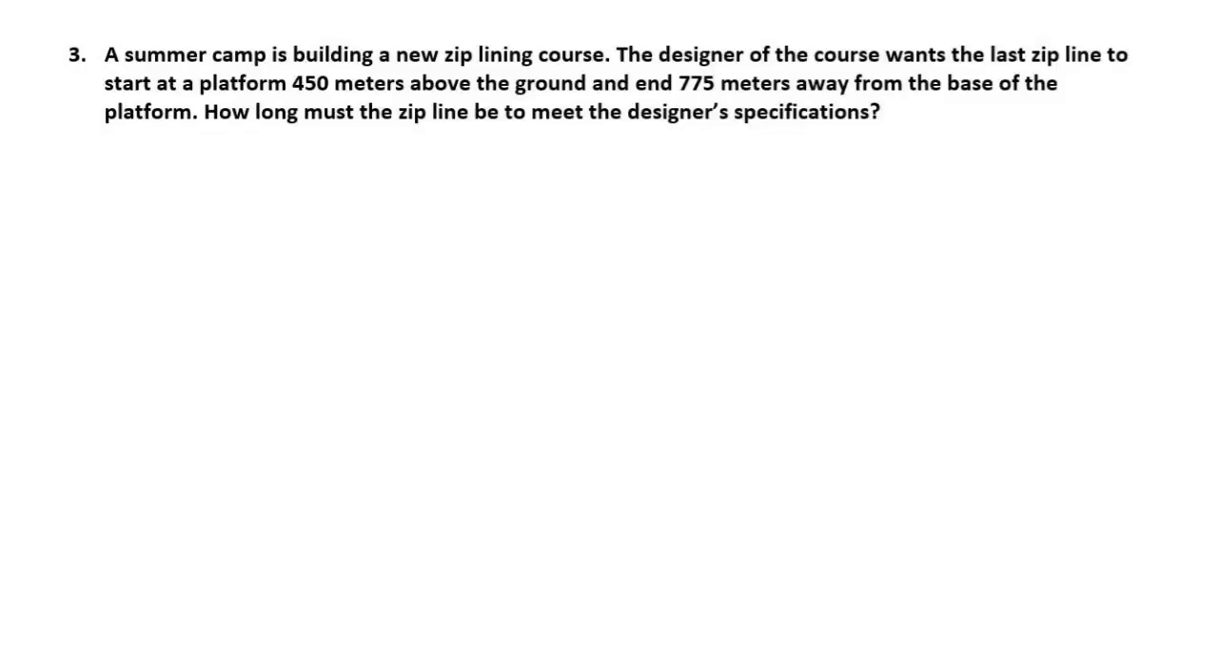Number 3 says a summer camp is building a new zipline course. The designer of the course wants the last zipline to start at a platform 450 meters above the ground and end 775 meters away from the base of the platform. How long must the zipline be to meet the designer's specifications?